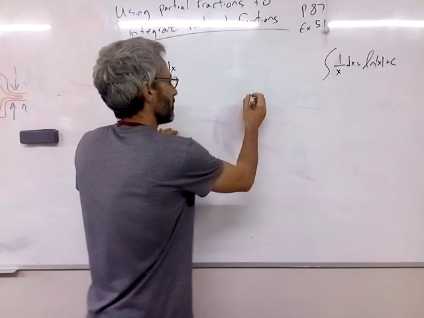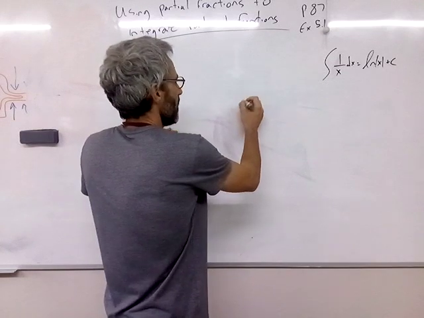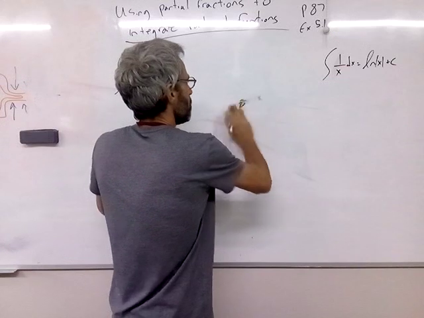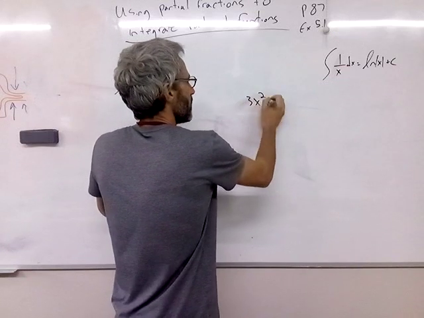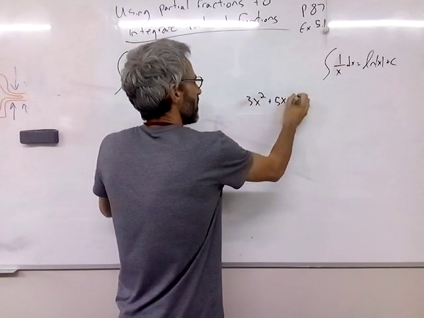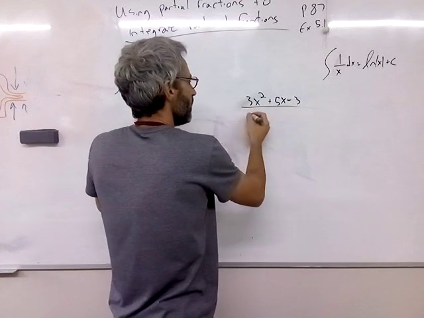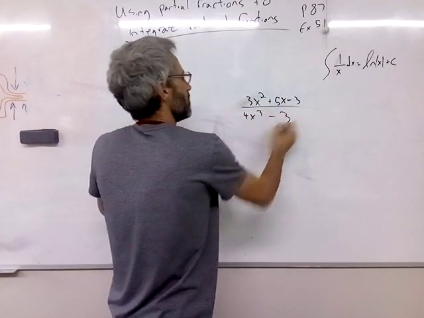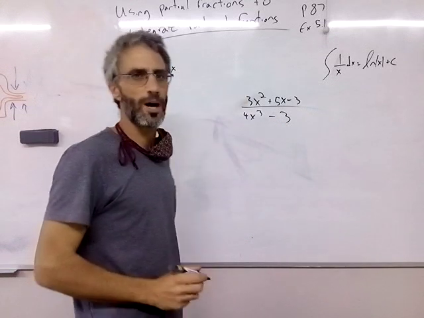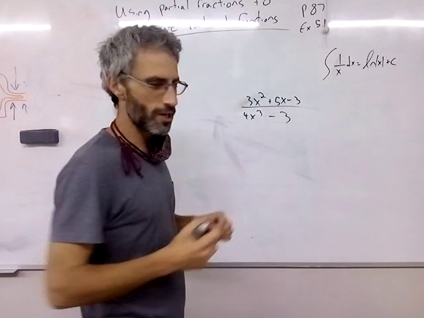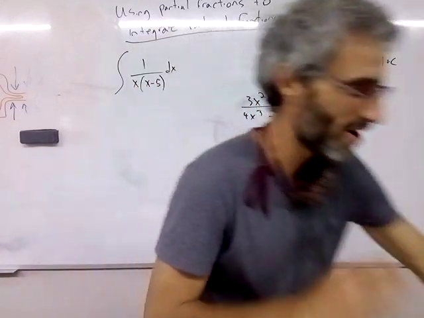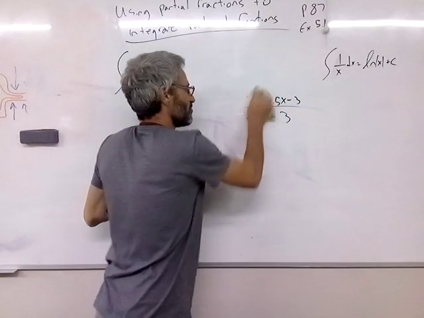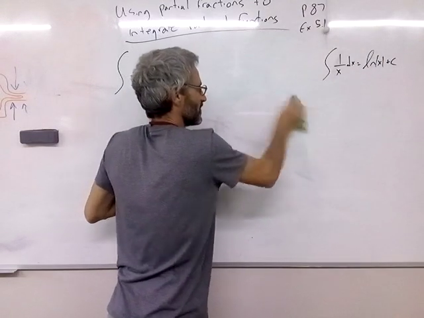Okay, so for example, if I have, I don't know, 3x squared plus 5x minus 3 divided by 4x cubed minus 3. Okay, so we've got a polynomial divided by a polynomial, and we're learning to integrate it. We're not going to integrate everything. It could be really, really difficult, but we're going to look at some.